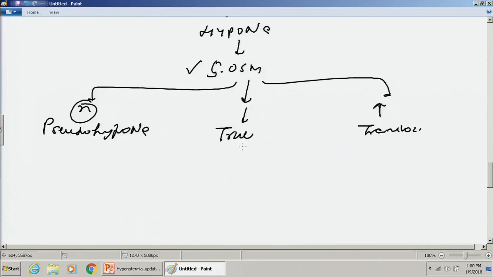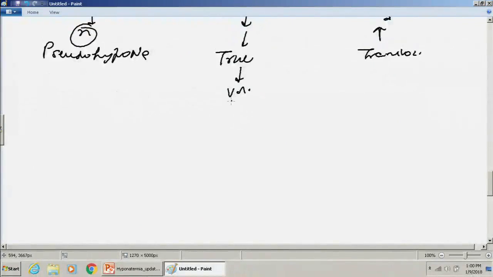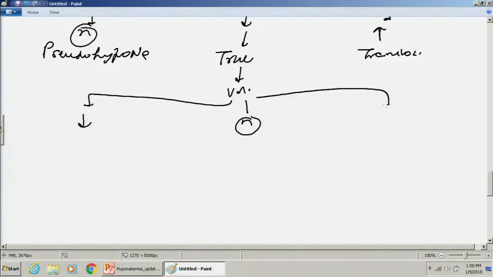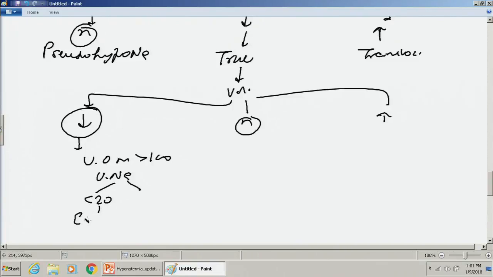So in the patients with true hypoosmolar hyponatremia, we check their volume status, and three things could happen. It could be low, it could be normal, or it could be high. If it is low, the next thing we're looking at is urine osm, which we know is going to be more than 100 because this is appropriate ADH activation. And then you look at the urine sodium. If the urine sodium is less than 20, we believe this is extra-renal losses. If it is more than 20, we think it is renal losses.